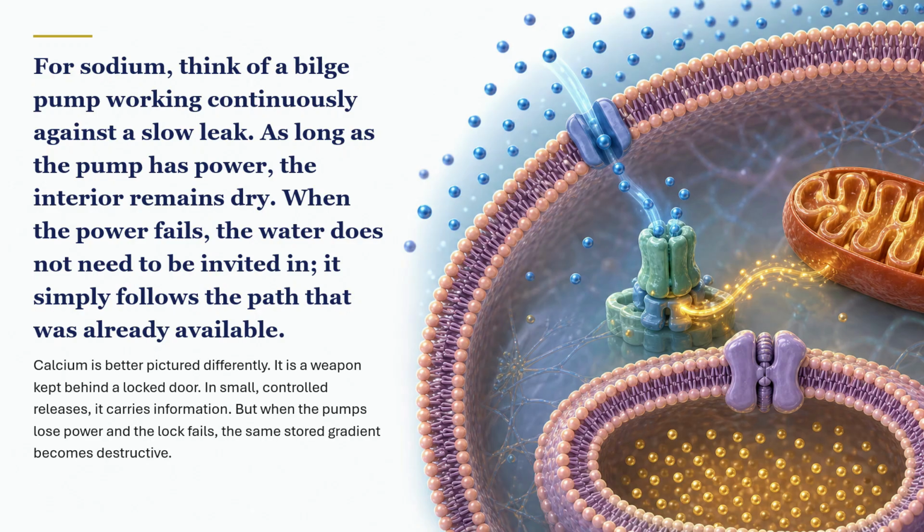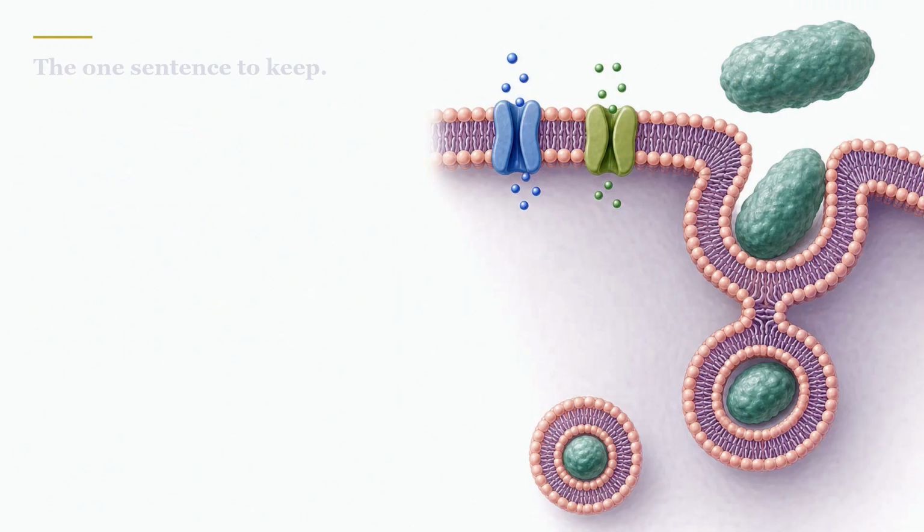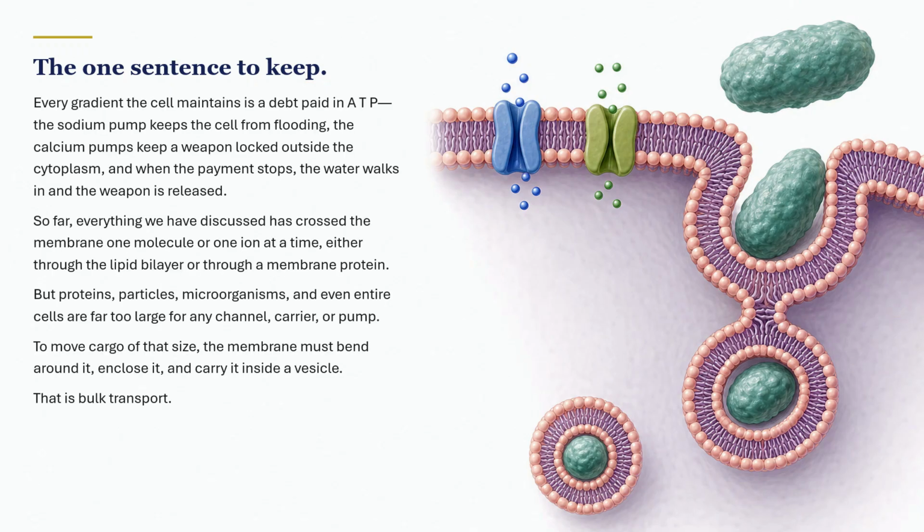Calcium is better pictured differently. It is a weapon kept behind a locked door. In small, controlled releases, it carries information. But when the pumps lose power and the lock fails, the same stored gradient becomes destructive. The one sentence to keep: every gradient the cell maintains is a debt paid in ATP. The sodium pump keeps the cell from flooding. The calcium pumps keep a weapon locked outside the cytoplasm.